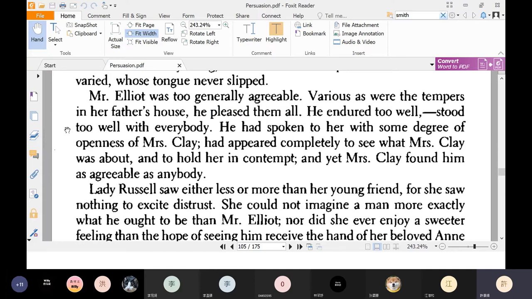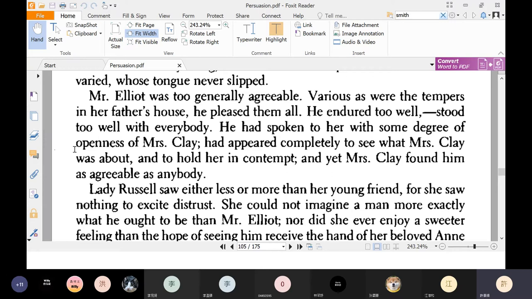He had spoken to her with some degree of openness of Mrs. Clay, had appeared completely to see what Mrs. Clay was about and to hold her in contempt. And yet Mrs. Clay found him as agreeable as anybody. So even though he had talked about Mrs. Clay with Anne, had seemed to agree with Anne that Mrs. Clay is perhaps not a good person, and yet even Mrs. Clay found him to be agreeable.